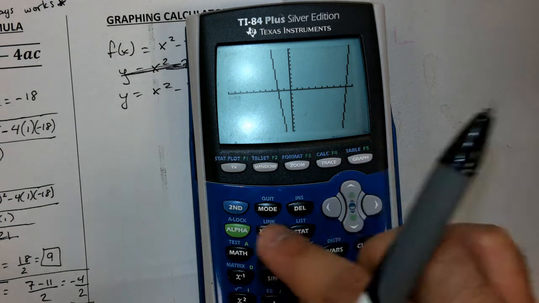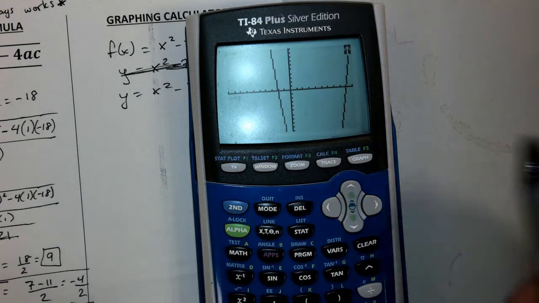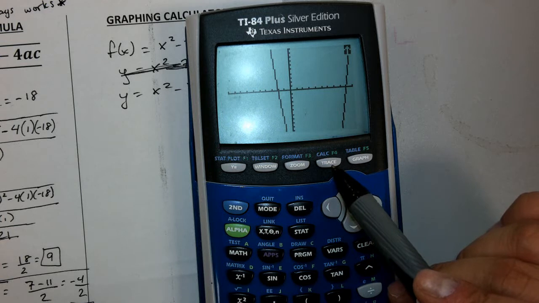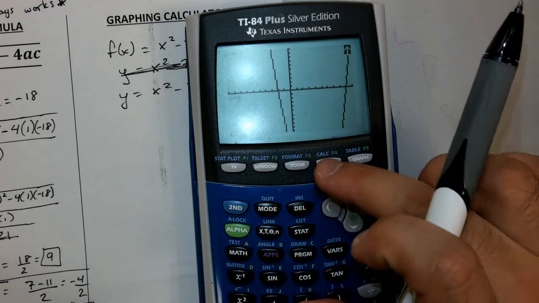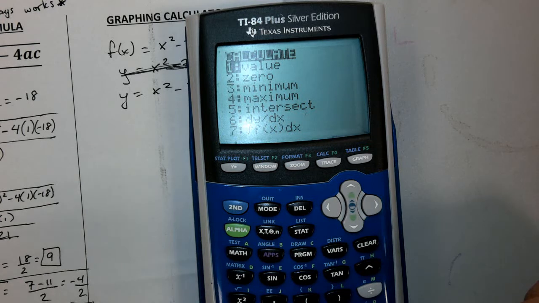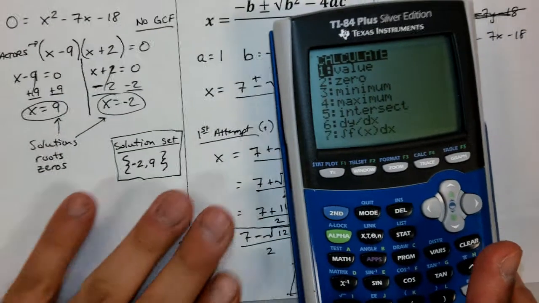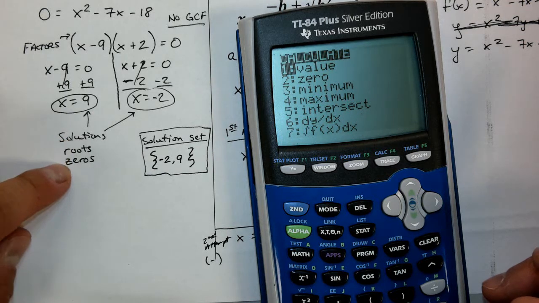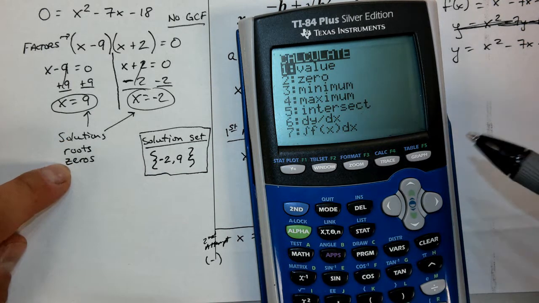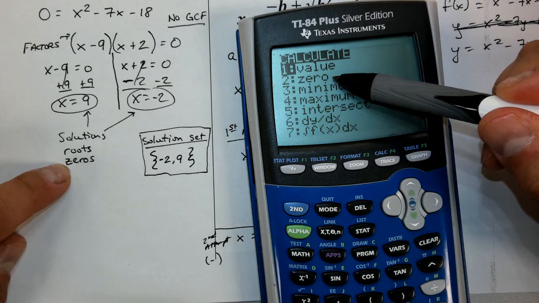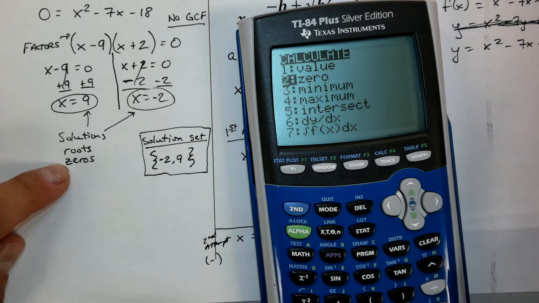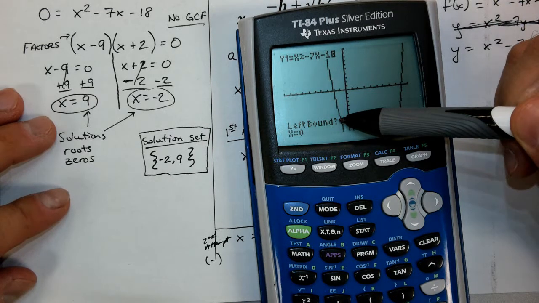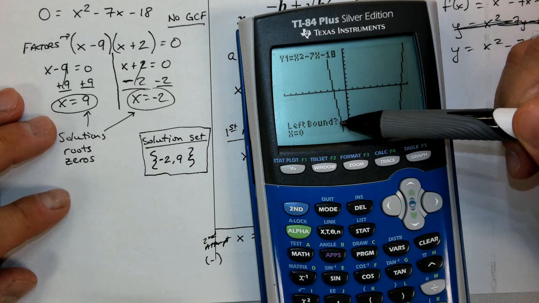You hit second. So make sure you hit second. And then you're going to hit this trace button, but it really means calculate. So you hit trace. Now, remember what we're talking about. Your answers are called solutions, roots, or zeros. And if you look at this menu, you see that 0 is right here. Go down to that option, hit enter. Now your calculator is going to ask you a question, and what it's saying is left bound.